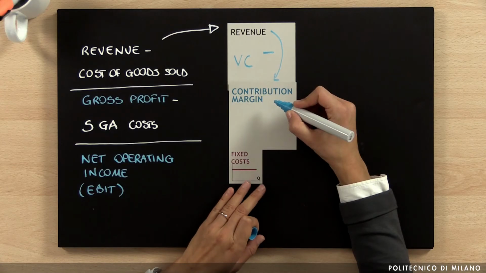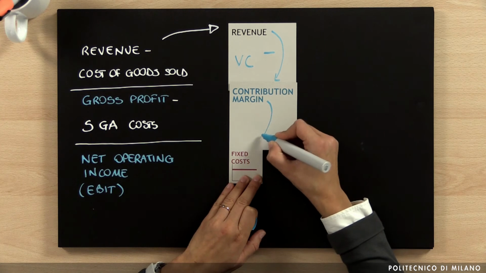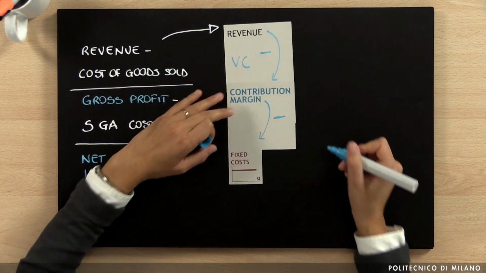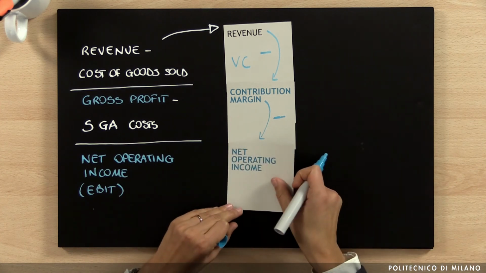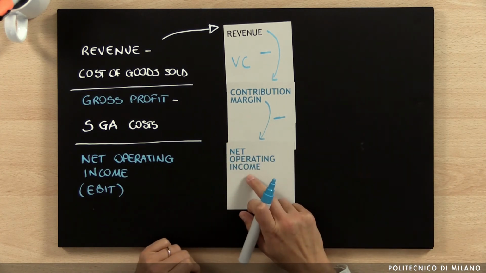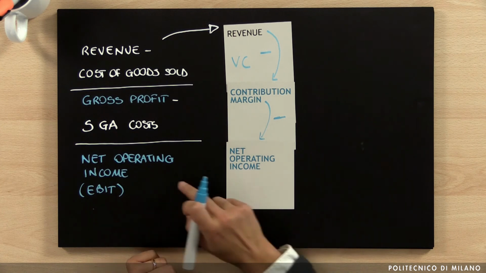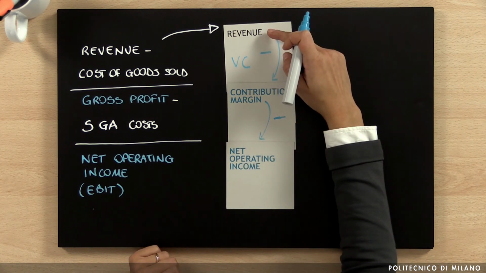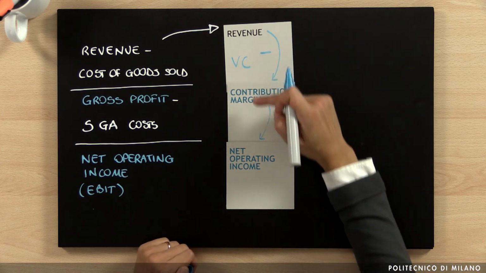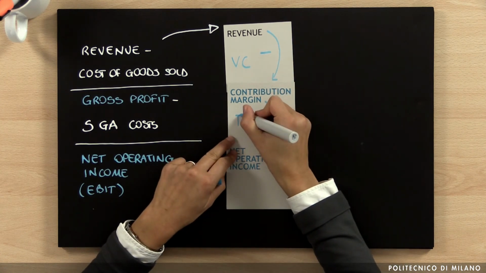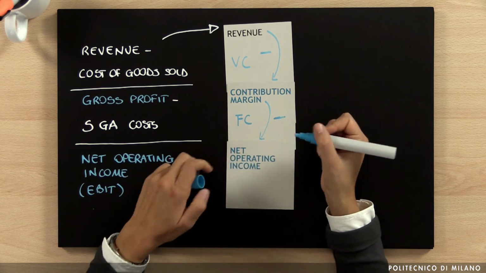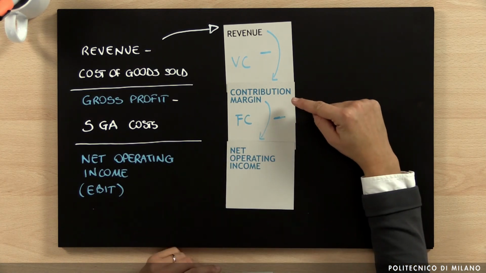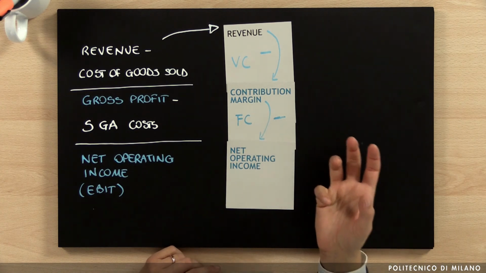If from the contribution margin we deduct the fixed cost, we obtain something which again is not new, that is the net operating income. So we can see that the final result is the same and the starting point is still the same. What changes is just the classification of the cost. We need to distinguish between variable and fixed cost, and this is particularly useful because of the contribution margin, that is the distinctive element of short-term decisions.